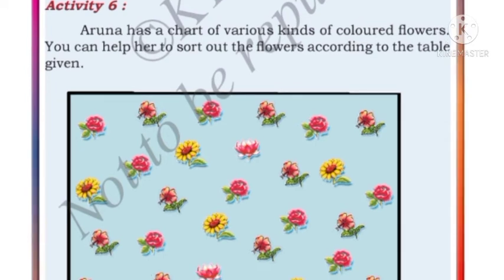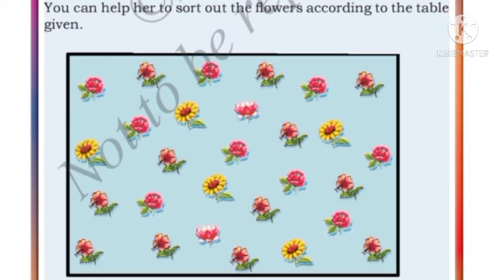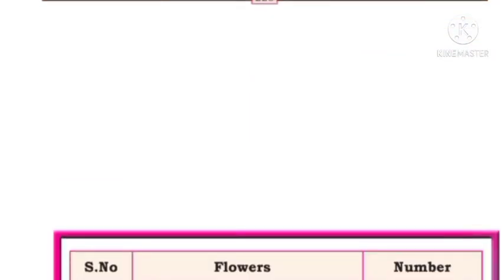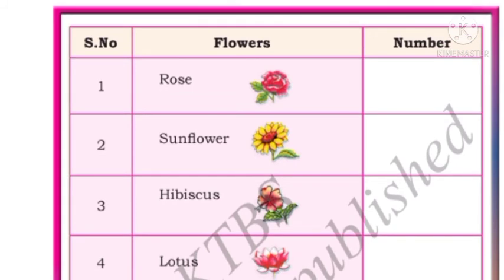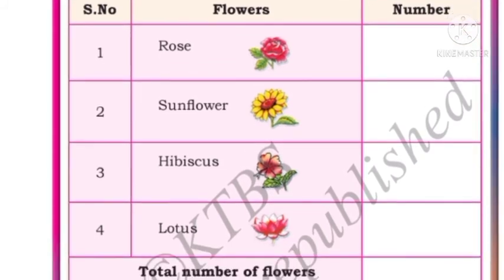Then how many lotus are there? 1, 2. 2 lotus are there. Then marigold 1, 2, 3, 4, 5. 5 are there. Hibiscus 1, 2, 3, 4, 5, 6, 7, 8, 9, 10, 11, 12. 12 hibiscus are there. So we will write here the number of roses, number of sunflower, number of hibiscus and number of lotus.